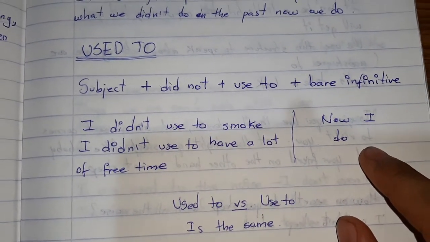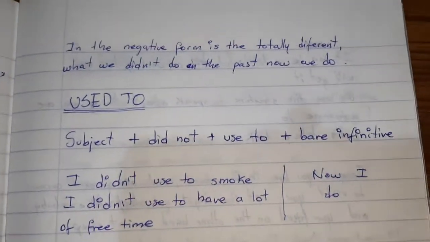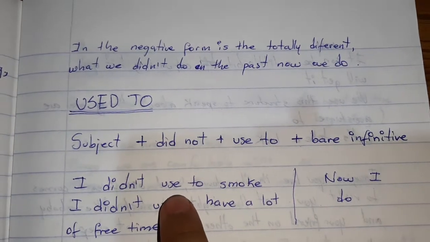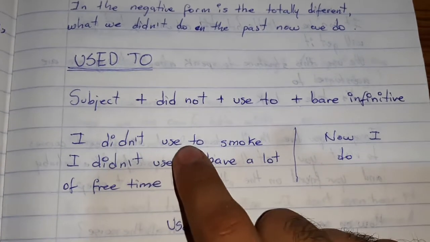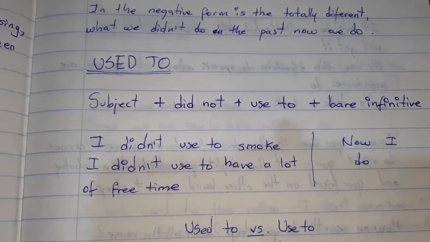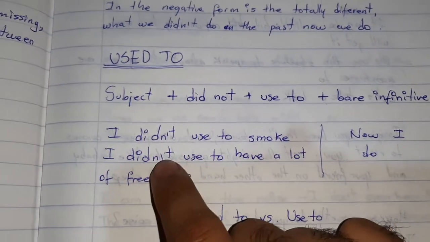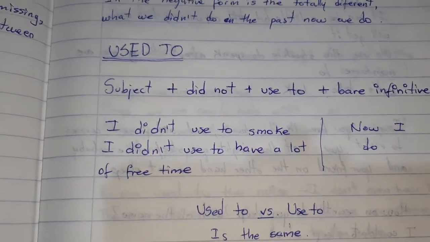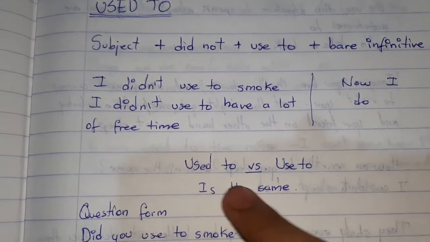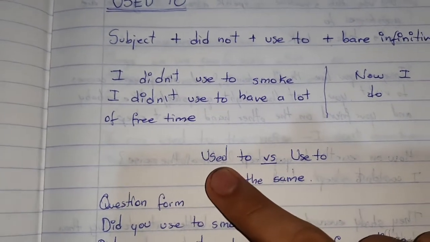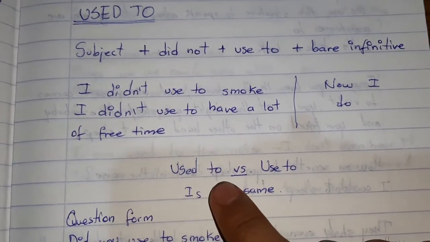So this is the negative form, but you see that we remove the letter D from here, because we use the auxiliary did, with the contraction of not, didn't. That's the reason we remove the letter D from used. We can see it over here. So used to and use to, this is the past form and this is the present form, but the pronunciation is the same. Used to and use to.